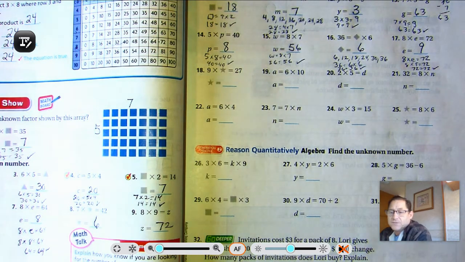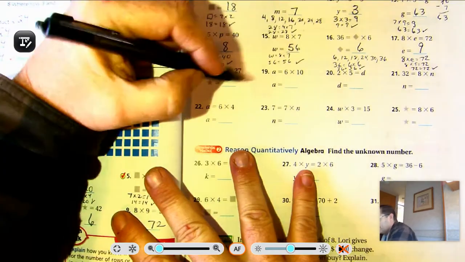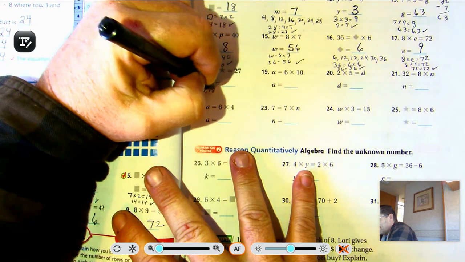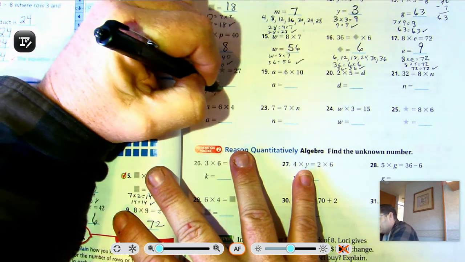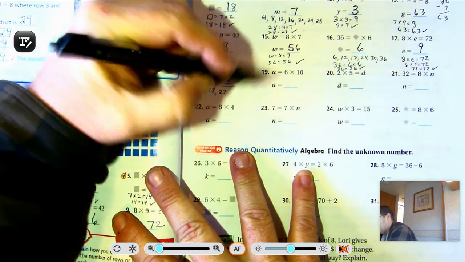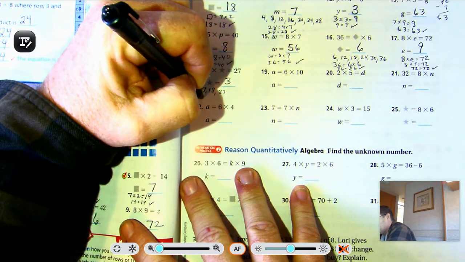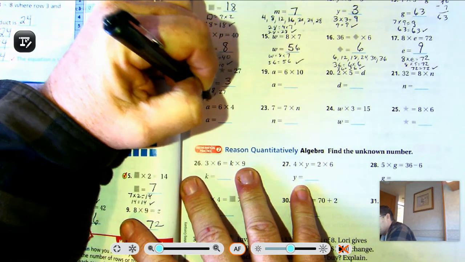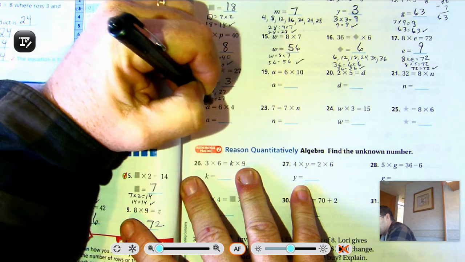Nine times what is 27? 9 plus 9 is 18. 18 plus 9 is 27. So 3. 9 times 3, 27.